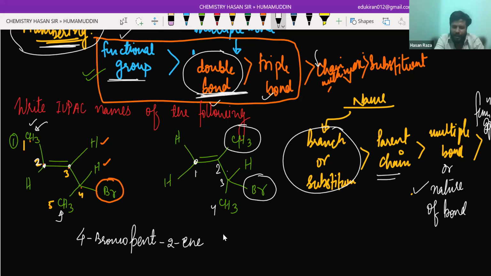Methyl M, bromine B. So we are going to write 3-bromo, then 2-methyl, and then how many number of carbon in the parent chain? 4. So but-. And what is the nature of the bond? Double bond at one position. So but-1-ene. Please do write it.